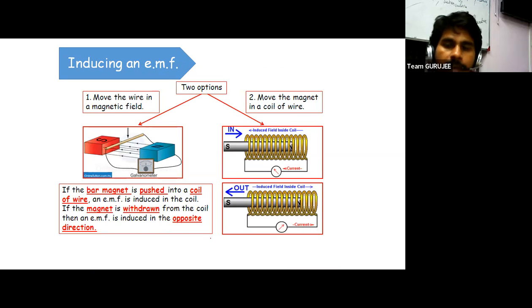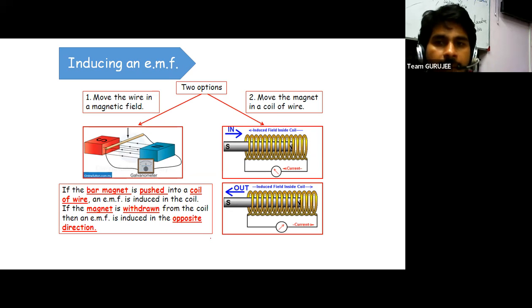See the picture. The bar magnet is pushed inside or outside the coil. There are two conditions: the bar magnet is moved towards the coil or away from the coil. We have to produce induced EMF by moving the bar magnet inside the coil or outside the coil.